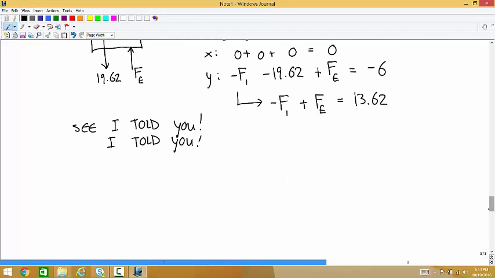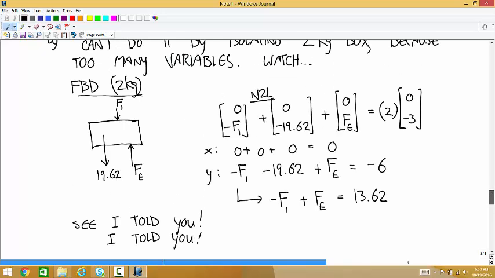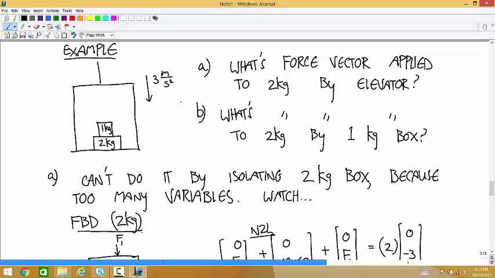I have a question. Okay. Where did the F1 come from? Like, where is that force? That's the pushing force applied to the 2 by the 1.